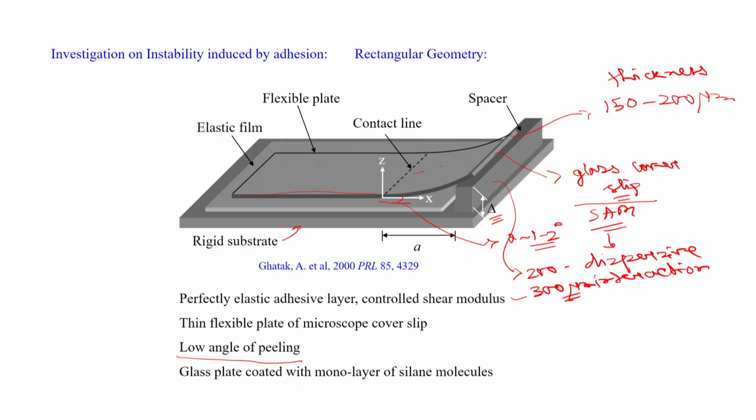So, this is the experiment that is done. You can have a look at my paper, PRL 2000, in which we describe this experiment. So, this silane monolayer that I was saying, the self assembled monolayer, is to make it only dispersive interaction. I have already discussed that.